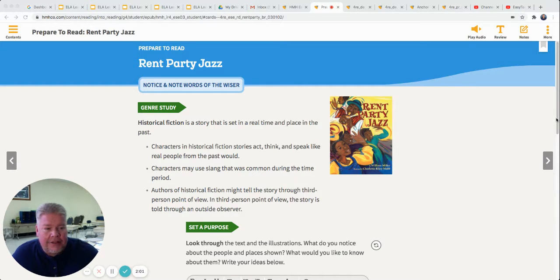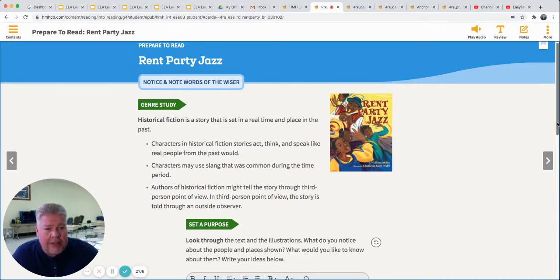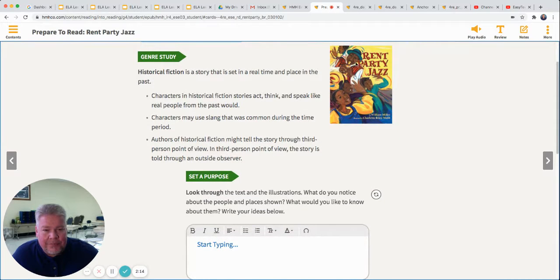All right, so let's take a look at the illustrations here. By the way, you need to get your reading book out to page 172 so you can read along. Page 172. And as we look at the picture here, what do you notice? What do you notice about the people and the places through the story as you flip through there? What would you like to know about them?